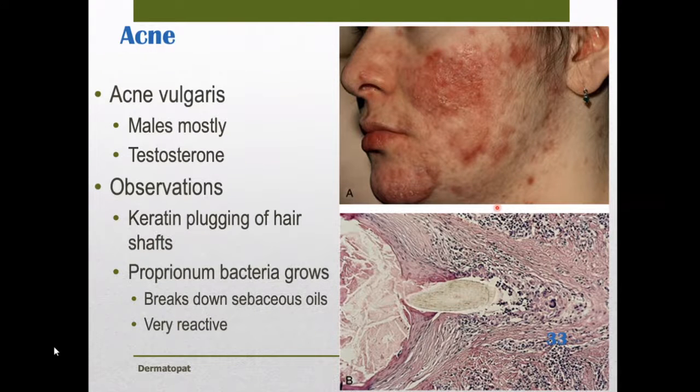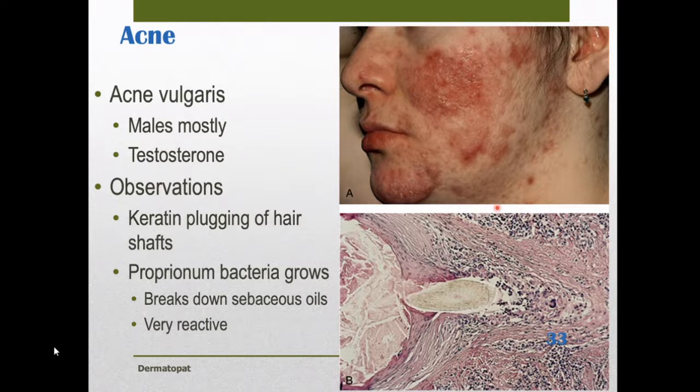So acne, abantu bagira amaheri mu maso and so on. So it is usually called acne vulgaris. It is mostly seen in the males and thought to be caused by testosterone.